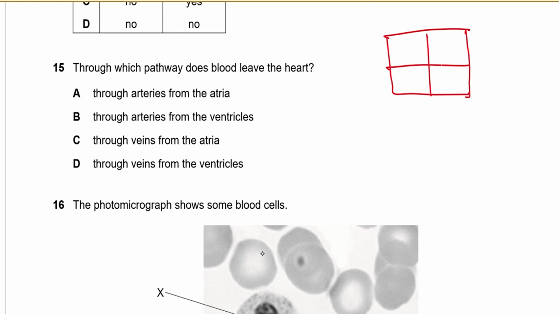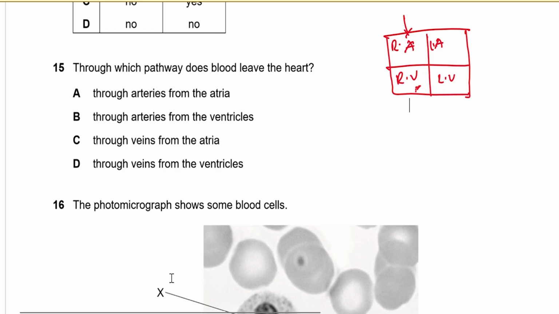The upper chambers are usually here, the atria. This is the right atrium, this is the left atrium, this is the right ventricle, this is the left ventricle. So blood usually enters the atria, then from the atria it enters what? The ventricles. Then from the ventricles it will go to all other parts of the body.